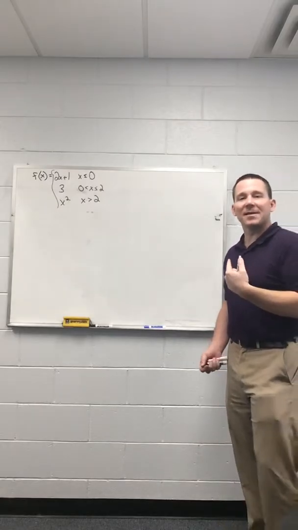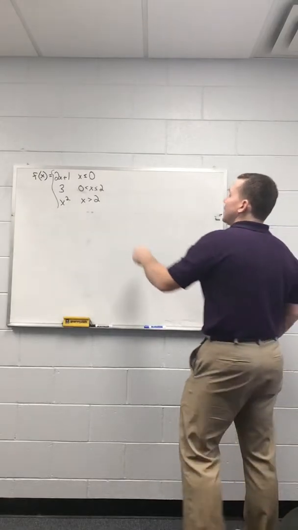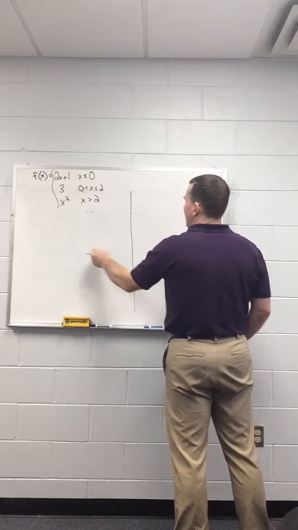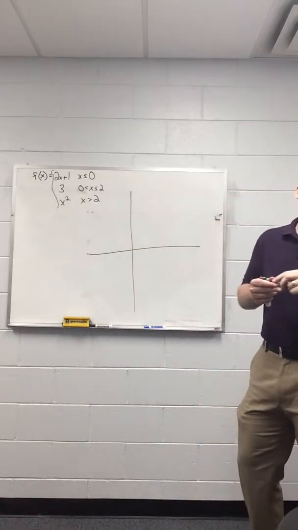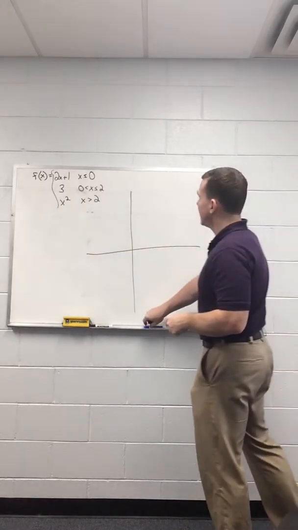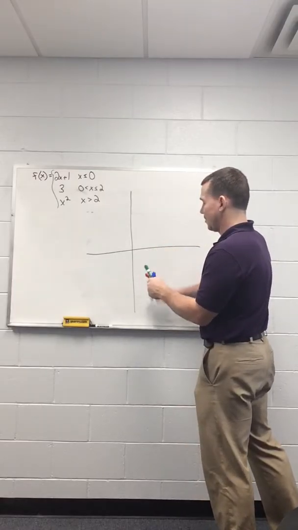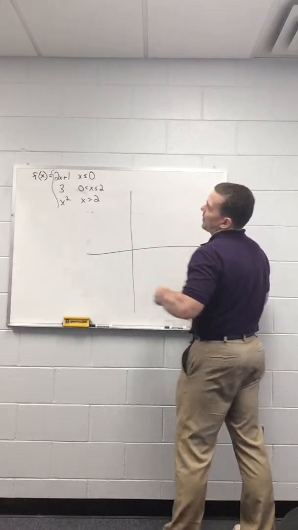Now it's a piecewise defined function, but it's defined over 3 intervals. So what am I going to do? I'm going to draw 3 graphs and put them all in the same picture. Let's see, I can't use black, so red, green, and blue. We'll start at the top.